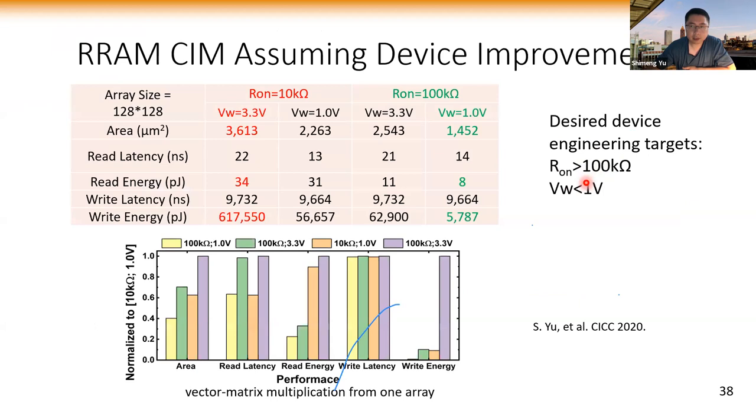Here we did some projection. If we want to improve the device performance, and if we can increase the resistance by 10 times, and reduce the read voltage from 3 volts down to 1 volt, then we can greatly improve the read energy. So there is a lot of room for the device engineers to further optimize the device characteristics.